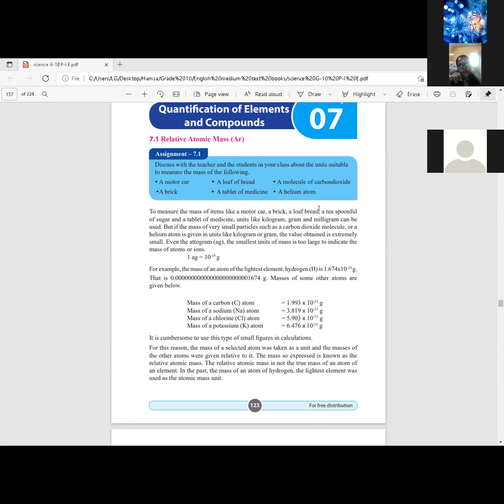Hydrogen, helium, lithium, beryllium, boron, carbon, nitrogen, oxygen, fluorine, neon, sodium, magnesium, aluminium, silicon, phosphorus, sulfur, chlorine, argon, potassium, calcium. These are the 20 elements. You must memorize this, children. Luckily, I asked you all.